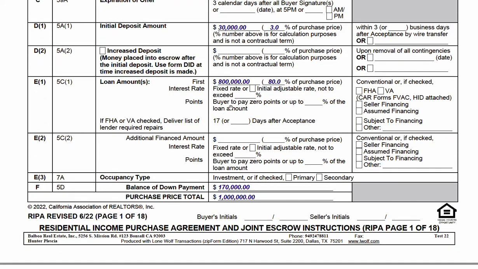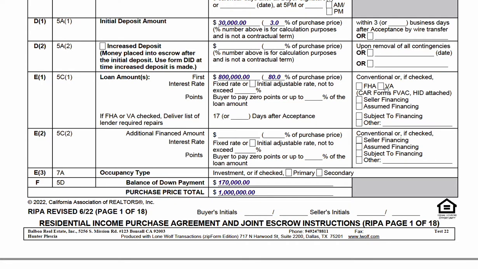Loan amount, we're going to finance this with 80%. And actually, technically speaking, most loans on investment properties now, you need 25% down. But I just wrote in 80%, $800,000, just to make it an easy number. I left the rate blank. Technically, you should write a rate in there. Technically, you want to fill it in as much as possible. But a lot of times the agents don't, and that's fine too. It's not going to adversely affect the deal.